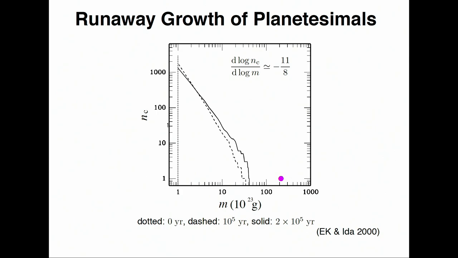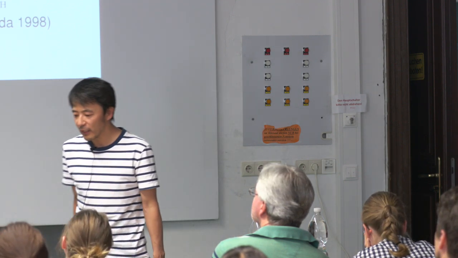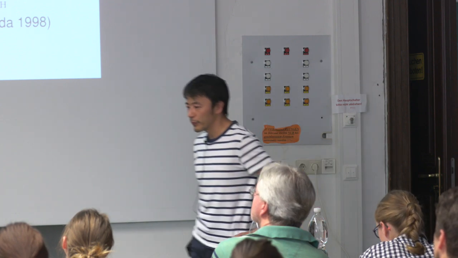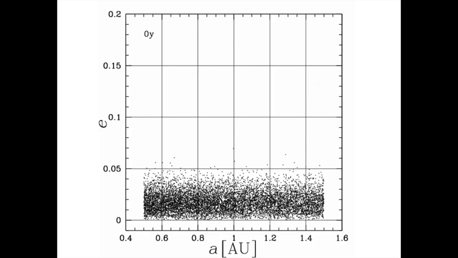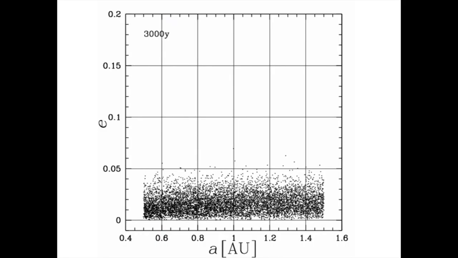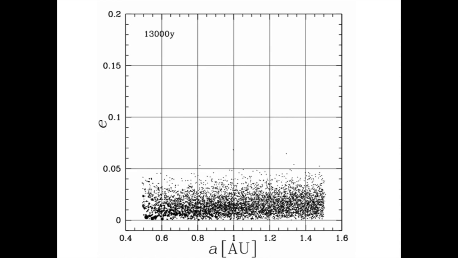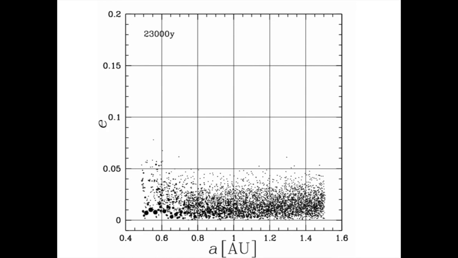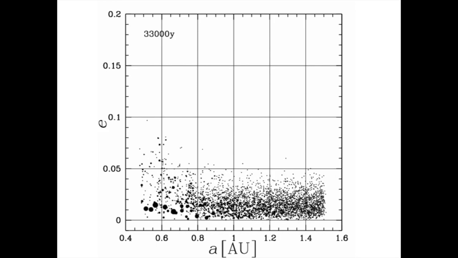So then the question here is, can we form the Earth just by runaway growth? But we can't. The runaway growth stalls inevitably. So then what happens is this mode, which we call oligarchic growth. This is semi-major axis and eccentricity. Initially, all planetesimals have equal mass, and this is time in years. So we have a runaway growing body right here.